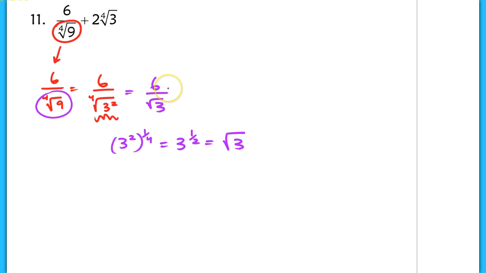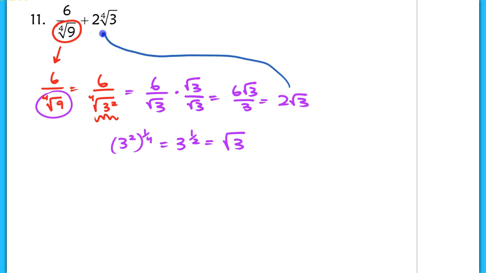So now that I've got it written as a square root, now it's a lot easier to try to simplify that. We just multiply by root 3 over root 3. So we end up with 6 root 3 over 3, and that'll simplify to 2 root 3. So just to make sure we go back to our original problem, we're supposed to add that to this other radical here. So we have 2 root 3 plus 2 times the 4th root of 3. Now, just because these both have a 3 inside that radical does not mean these are like radicals. So we can't actually add this. This is as simplified as that's going to get because these are not the exact same radical terms, okay? So that's our answer for number 11.